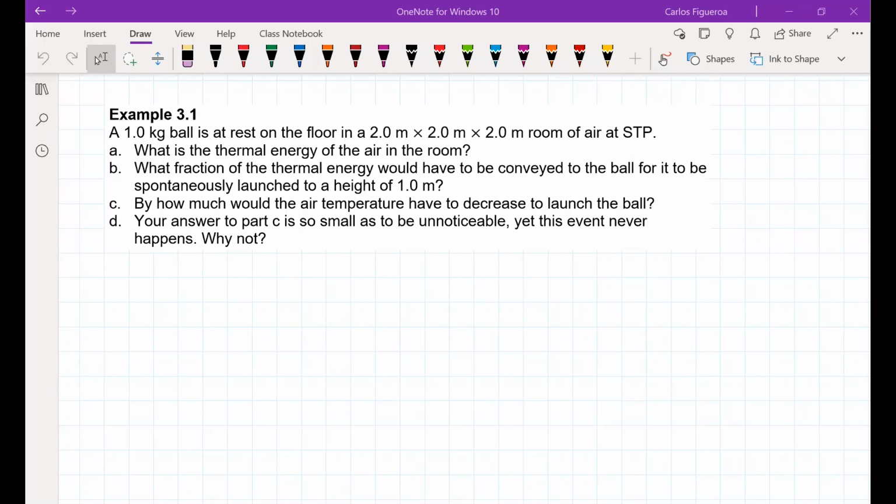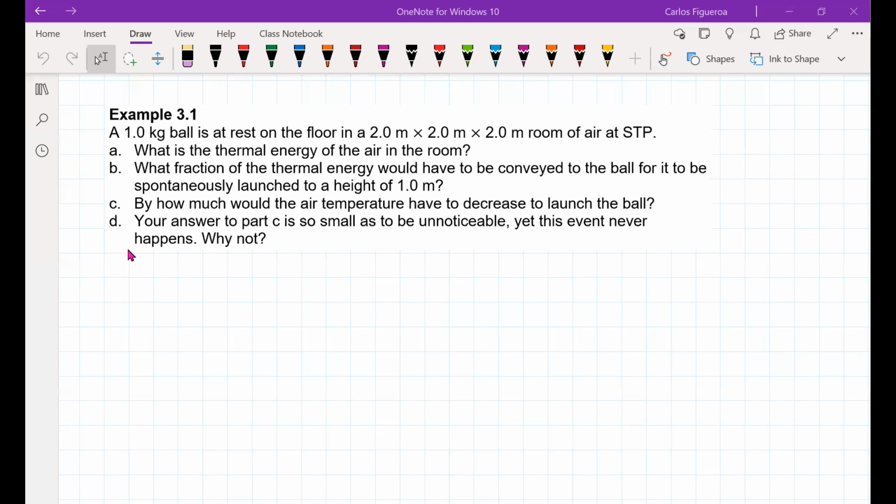Example 3.1. A 1 kilogram ball is at rest on a floor in a 2 by 2 by 2 cubic meter room of air at standard temperature and pressure. A. What is the thermal energy of the air in the room? B. What fraction of thermal energy would have to be converted to the ball for it to spontaneously launch to a height of 1 meter? C. By how much would the air temperature have to decrease to launch the ball? Your answer to C is so small as to be unnoticeable, yet this event never happens. Why not?